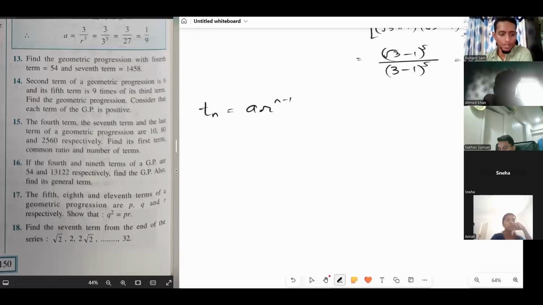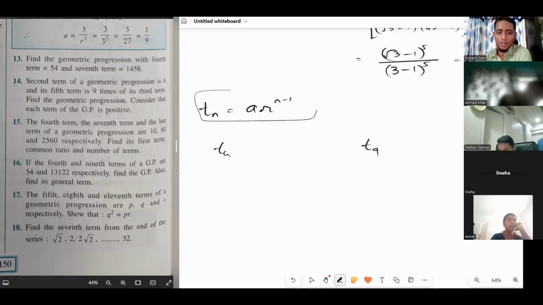Start off. I will do it here for you. Fourth term, T4 and T9. You'll get 2 equations. Simultaneously solve them to find A and R. Using that A and R, you can find the GP. And then to find the general term, substitute the value of A and R in this equation, Tn, and you'll get the general term. Okay, I'll do it here. You also can start doing.